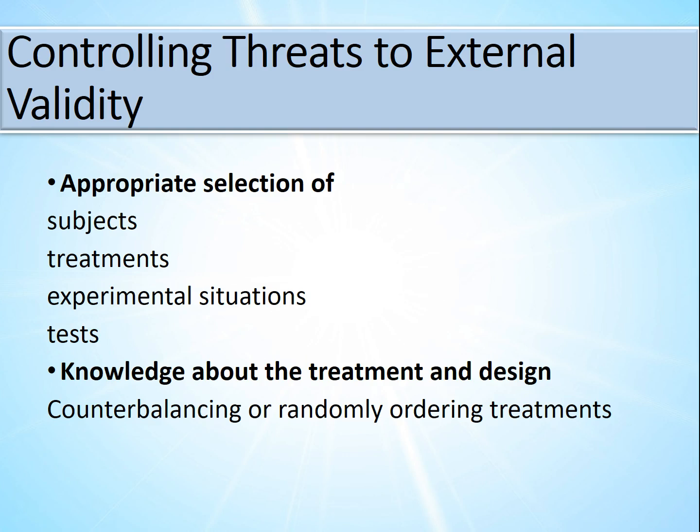External validity is generally controlled by selecting the participants, treatments, experimental situation, and tests to represent some larger population. Of course, random selection is the key to controlling most threats to external validity.